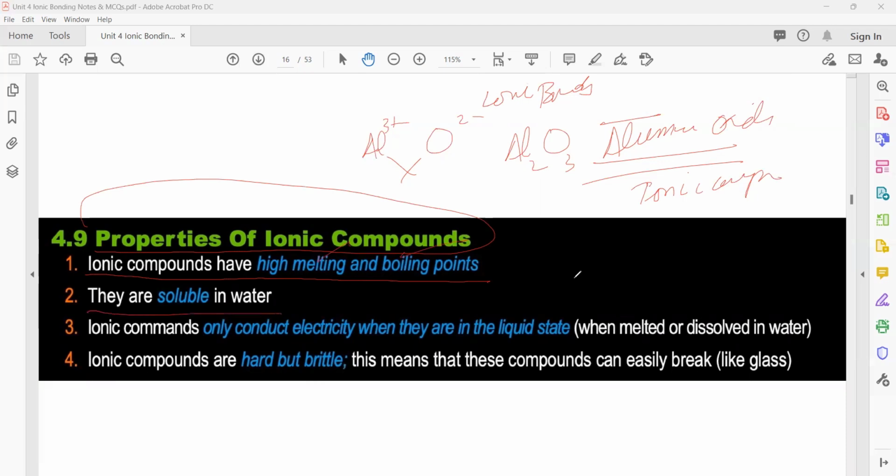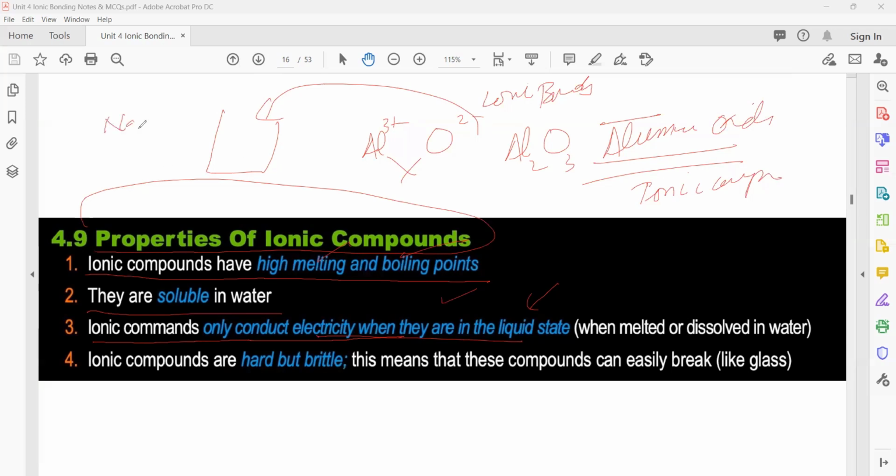They are soluble in water. If you take water and you put the ionic compound inside it, they are soluble. Ionic compounds conduct electricity only when they are molten. If you melt them or you dissolve them in water, then they will conduct electricity.